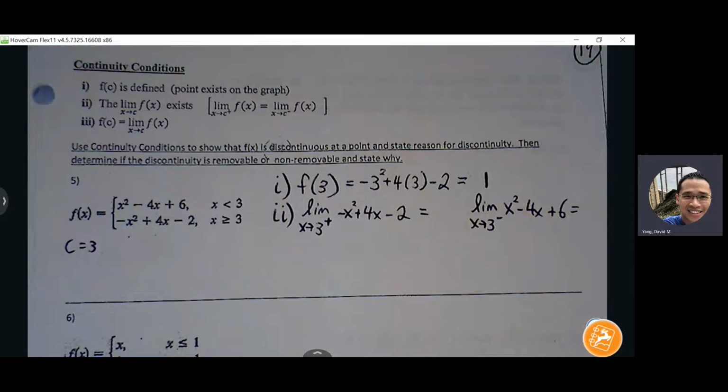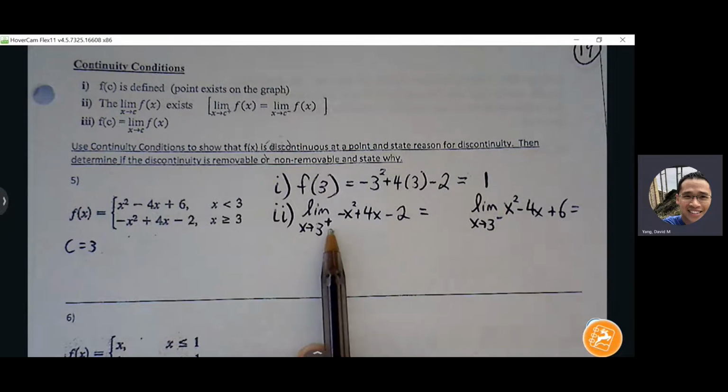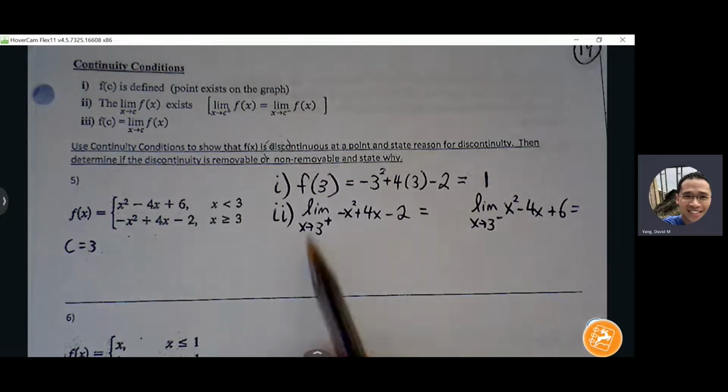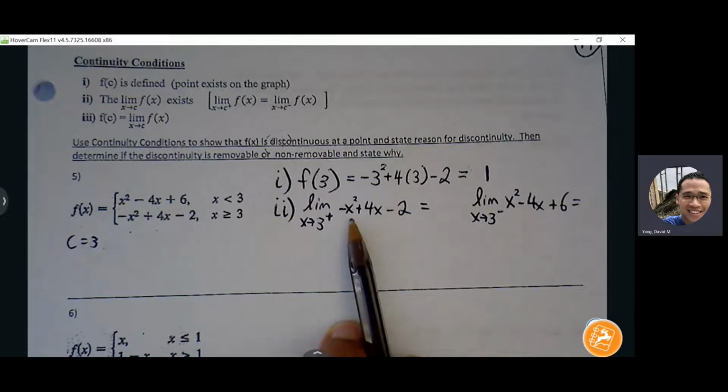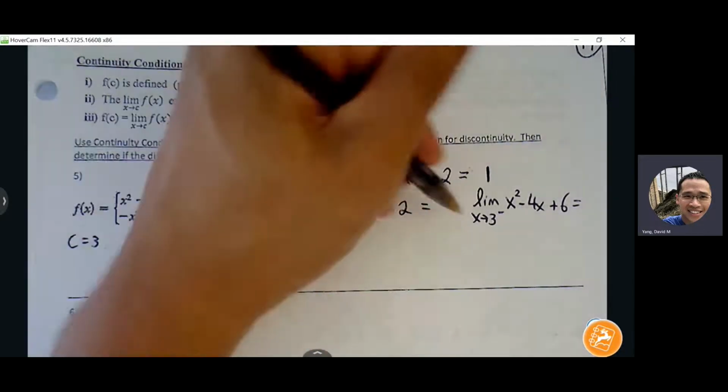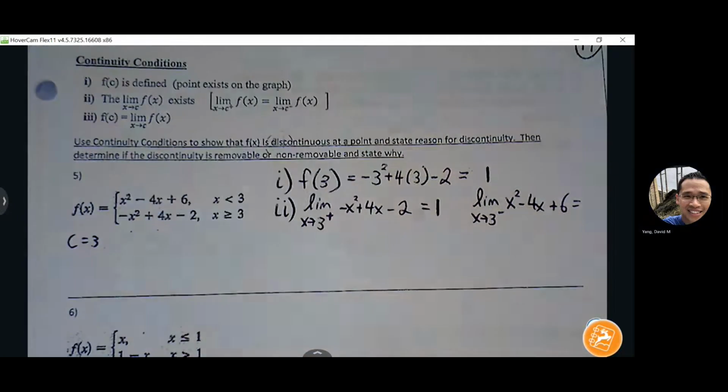So now we're going to evaluate both of these one-sided limits, but you're just going to plug in that whole number. Don't worry about the plus or minus. That's just for notation purposes for now. So we're going to evaluate the limit at those x values. So -3 squared plus 4 times 3 minus 2, it's going to end up being the same as the top of the right one.